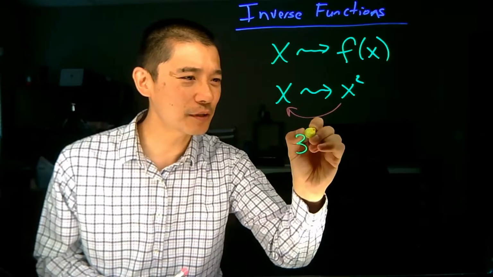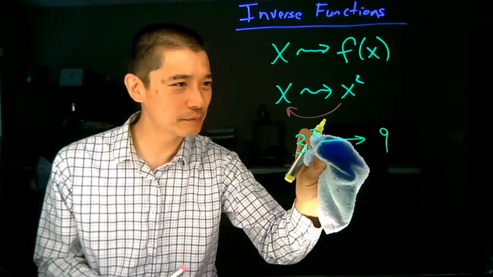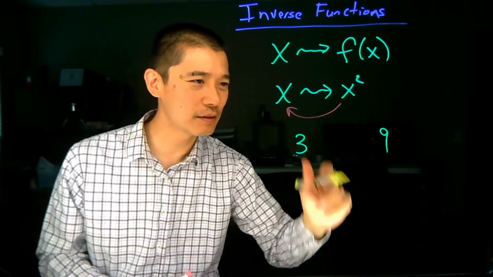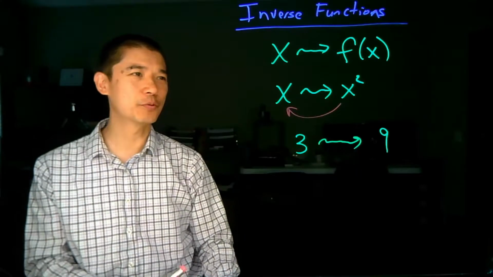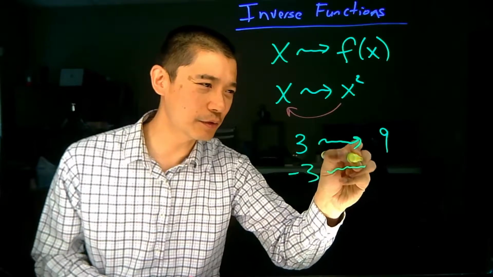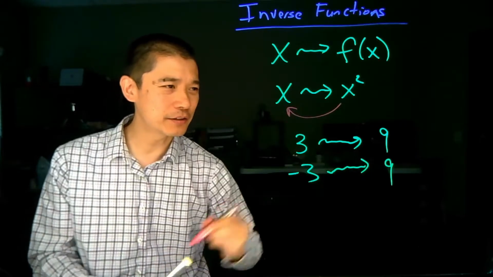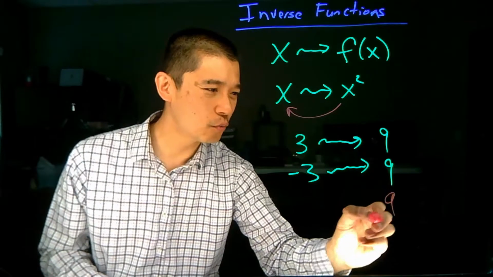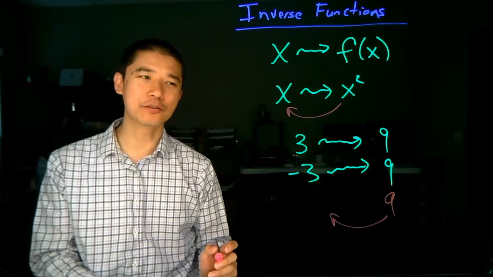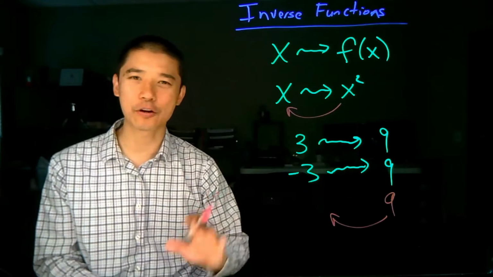If we take the number 3 and square it, that'll give us 9. Well, let me actually write it like this to be consistent. 3, we do our rule and we square it. Negative 3, if we do the rule, will also end up with 9. If we try to turn this around, the question is, what should 9 point back to, 3 or negative 3? It can't be both, because if it's both, then it's no longer a function.